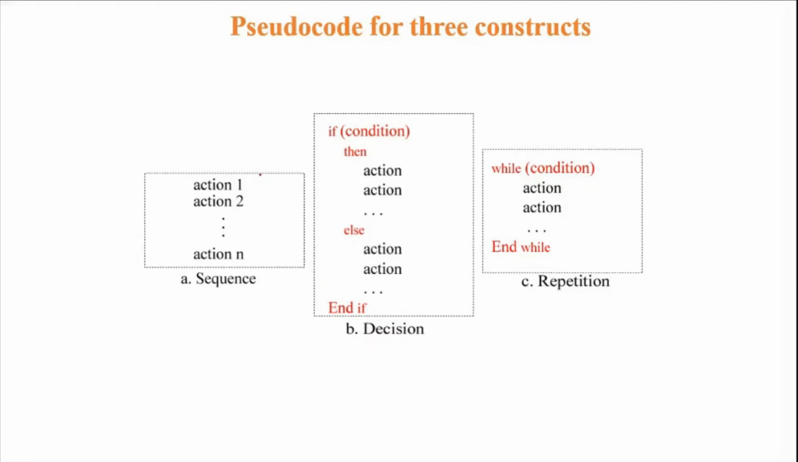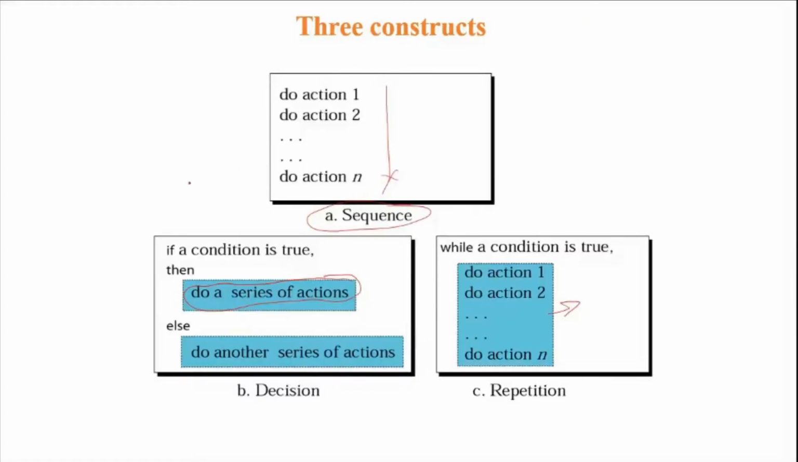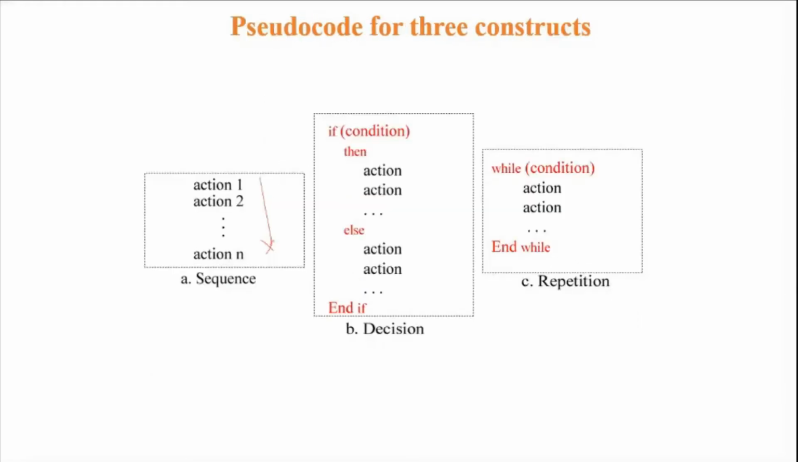The pseudocode will be almost the same. That is the action 1, action 2, action n, etc. In the case of decision, it is normally written as if the condition. Instead of writing it in verbal terms, if a condition is true, what we are doing is we are incorporating some of the codes of that particular programming language. Since we are studying C programming, we are incorporating the programming codes of this C programming.